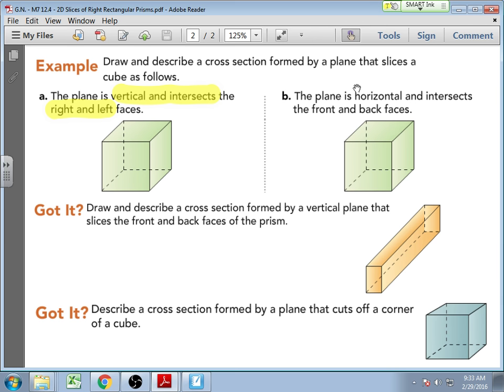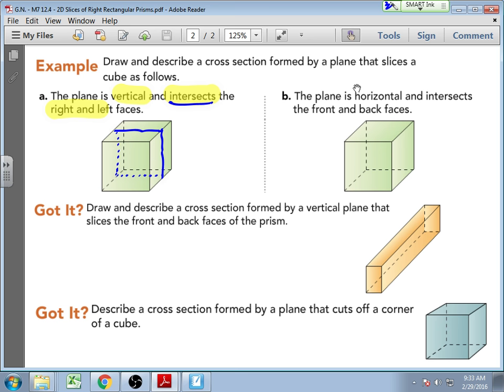Intersecting, so cutting through. So what we should really have here, I'm either going to do a slice like this from front to back, or a slice like this from left to right, because those are my 2 vertical options. The vertical option that intersects the left and right has to go this way. So you should have something like that. I did it the opposite way. Then erase it and fix it. You need to intersect the left and right faces.